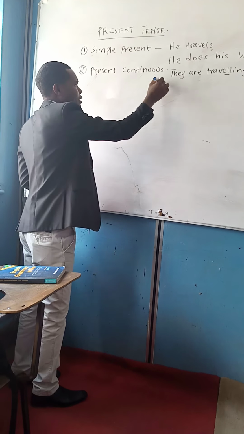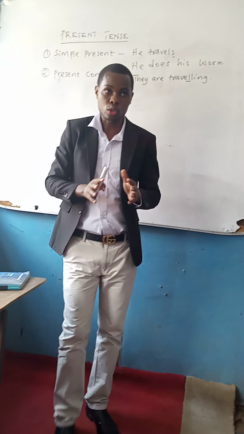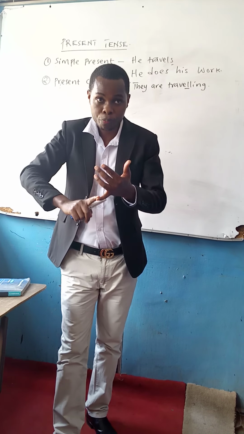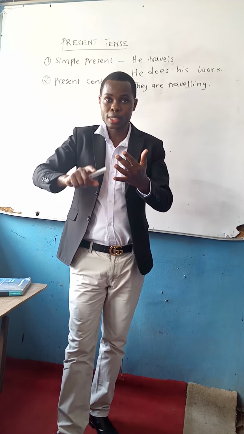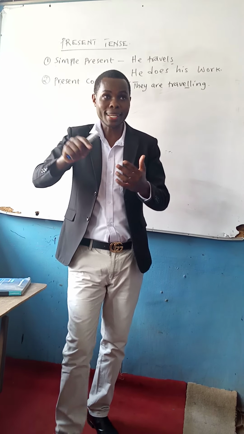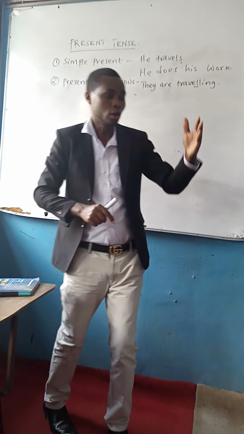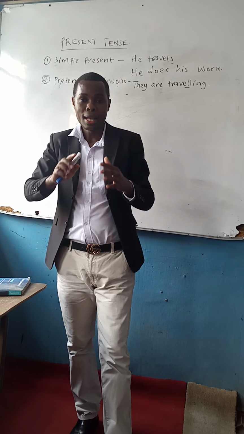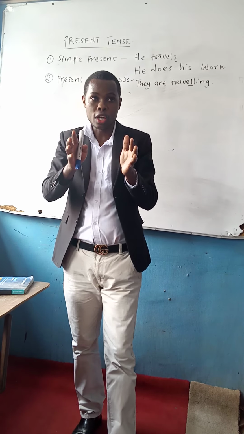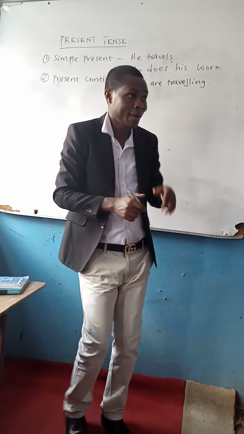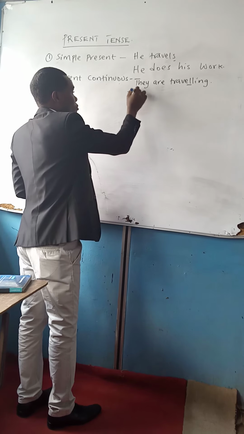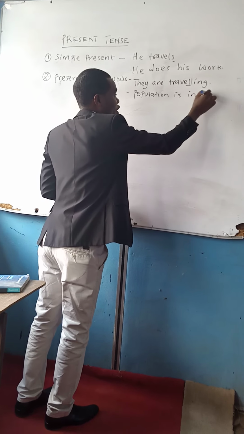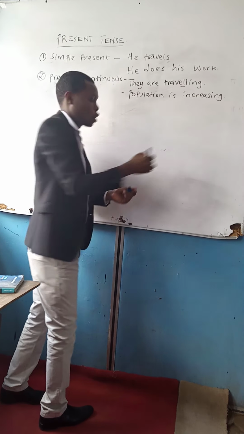Now, there are different ways in which we use the present continuous tense. The present continuous tense can be used to say that an action is happening now. That's where you find that verbs used to mean that an action is happening now take the ing. We also use the present continuous tense to say that a change is experienced. For example, when we say the world population is increasing, this is a change that is being experienced.